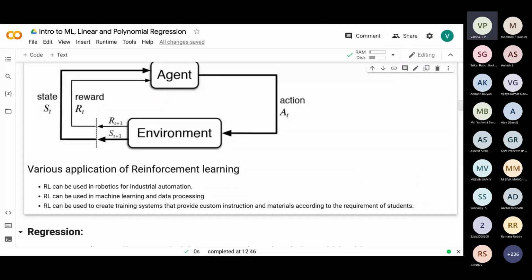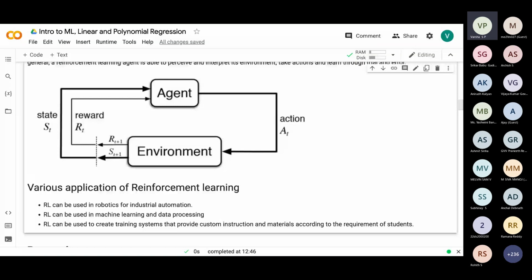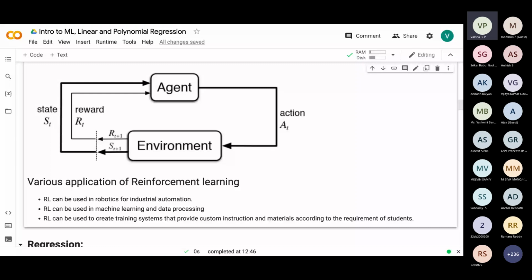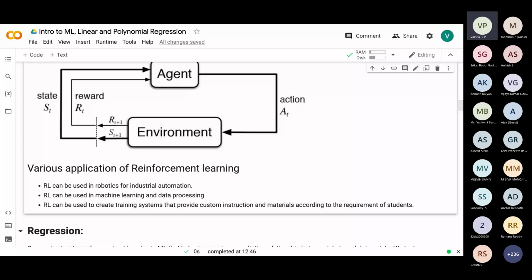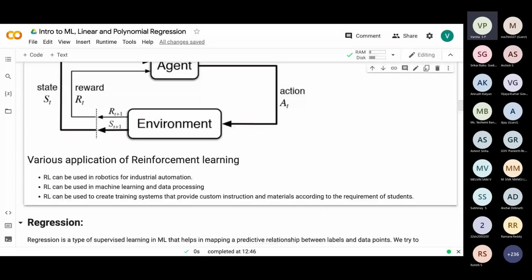So let's see where reinforcement learning is applied. You will see its applications in industrial automation, machine learning, data processing, and yeah, I'm pretty sure a few of you might know about a Chinese abstract strategy board game called Go. There was a computer program developed called AlphaGo, which defeated one of the world champions of Go. So you know how powerful reinforcement learning can be, right?